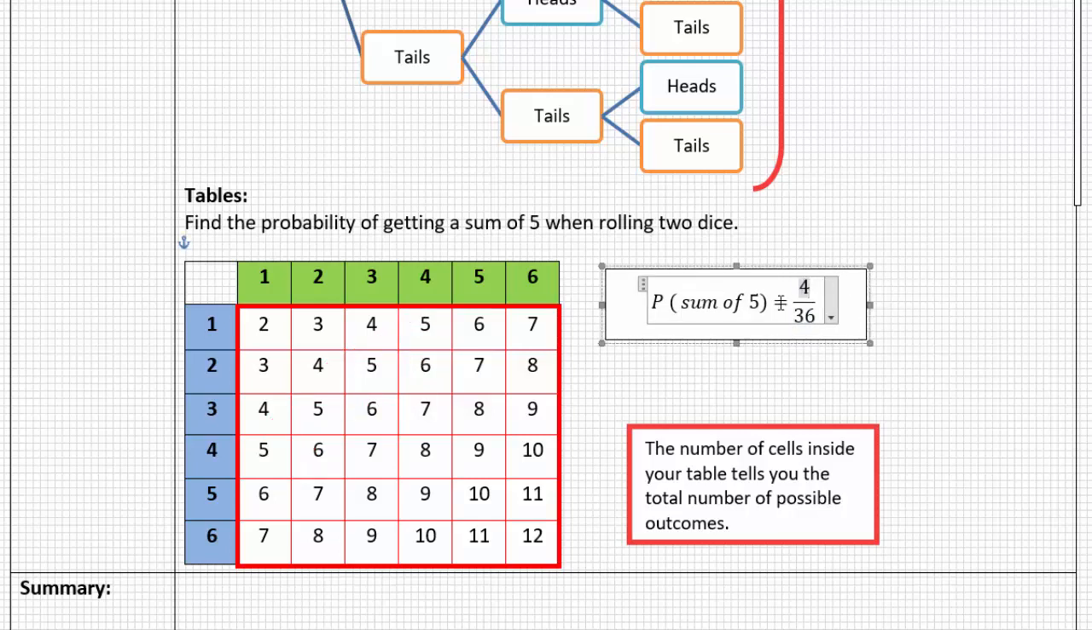So 4/36. I'm noticing something here about this fraction though that can reduce. So we definitely want to do that. Go ahead, reduce your fraction, and then compare to see if we got the same thing. So we can divide both 4 and 36 by 4. 4 goes into 4 once. 36 divided by 4 is 9. So our final answer is the probability of getting a sum of 5 when rolling 2 dice is 1/9.